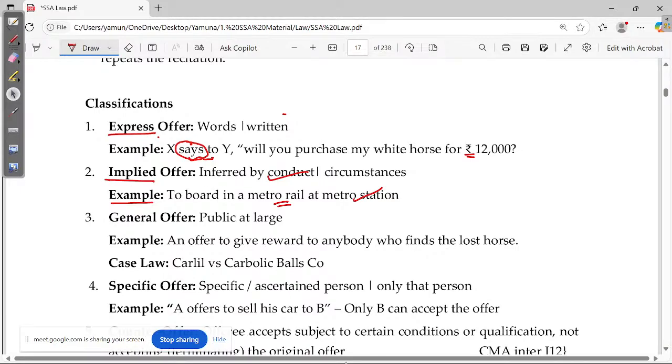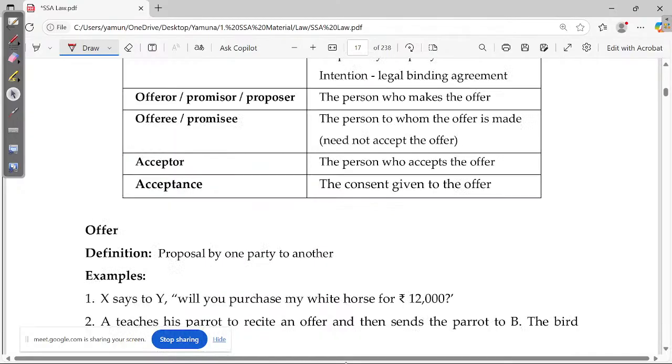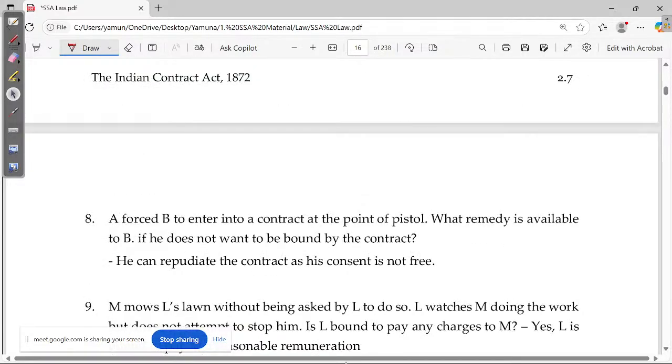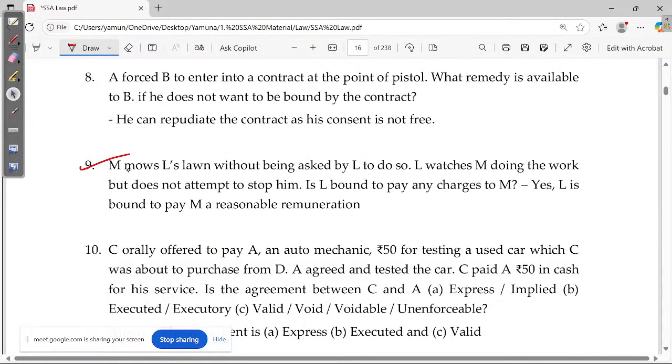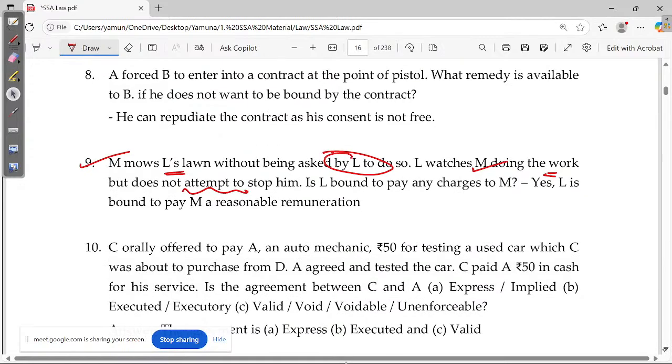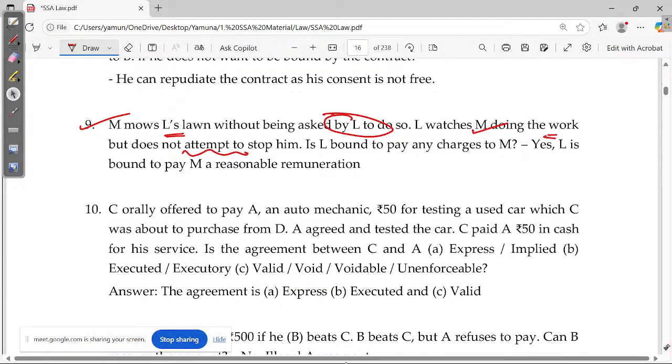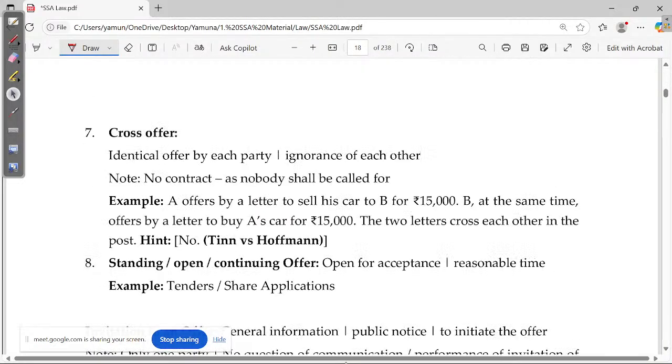It's an implied offer. You remember we were discussing one example in the earlier topic, M mows L's lawn. Probably remember which question that is. Can you please turn over to that page? Yeah, here, this ninth one, page 2.8. M mows L's lawn without being asked by L to do so. L watches M doing the work but does not attempt to stop him. This is also somewhat like body language. Not interfering, being silent, continuing.